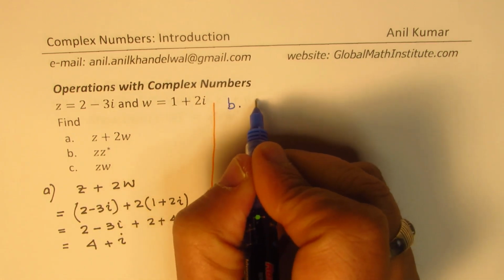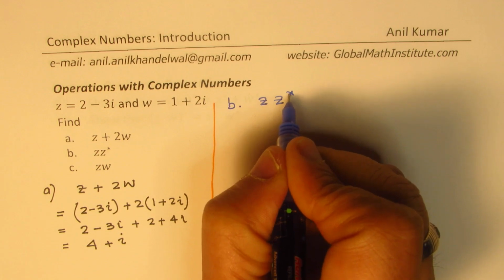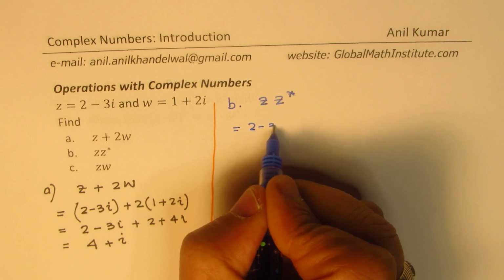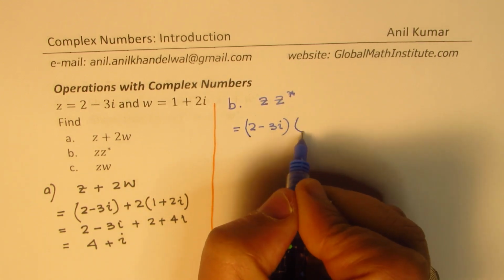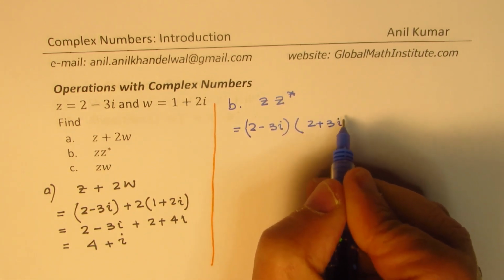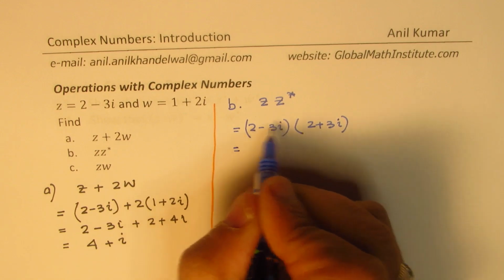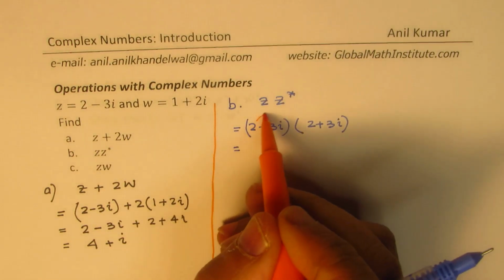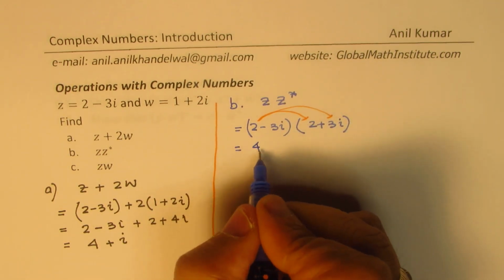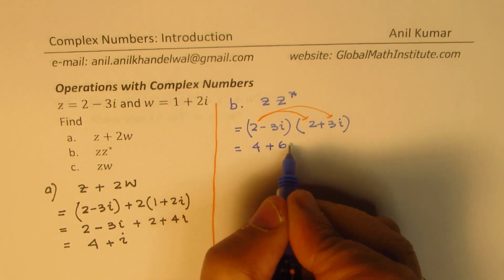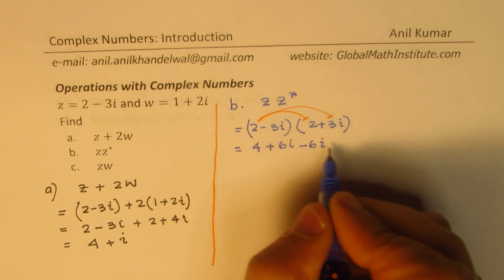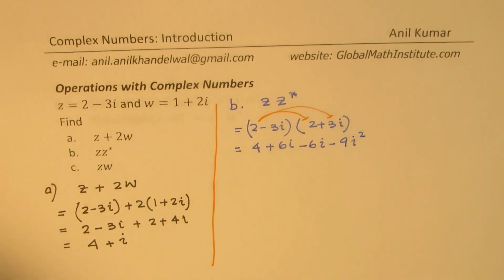So let's do part B now. We'll do the product of the complex number and its conjugate. So here it is 2 minus 3i times the conjugate, which will be 2 plus 3i, correct? So when you multiply this, we have to do the distributive property. Multiply with 2 first, both the parts. So we get 2 times 2 as 4, 2 times 3i, 6i, right? So plus 6i. Now with minus 3i, we get minus 6i, and that gives you minus 9i squared.